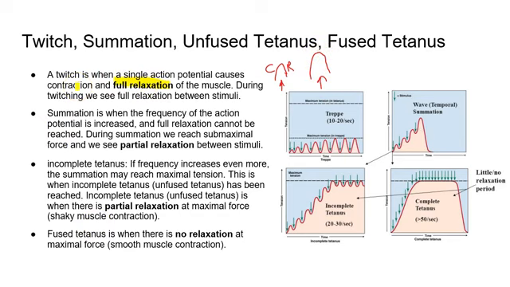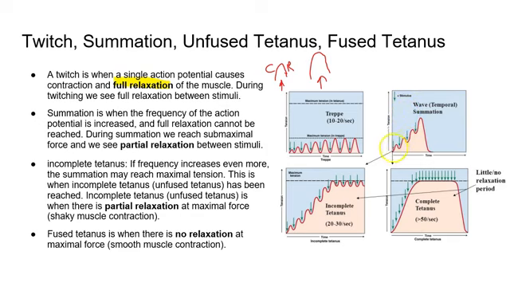Summation is when we have multiple action potentials or stimuli. When the frequency of action potentials is increased, we have contraction, but instead of full relaxation, we have partial relaxation. You can see the graph of summation, or wave summation, or temporal summation here.